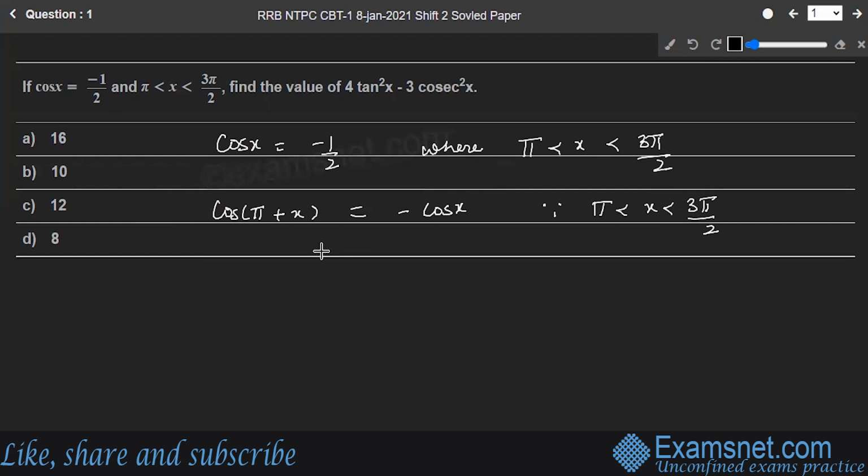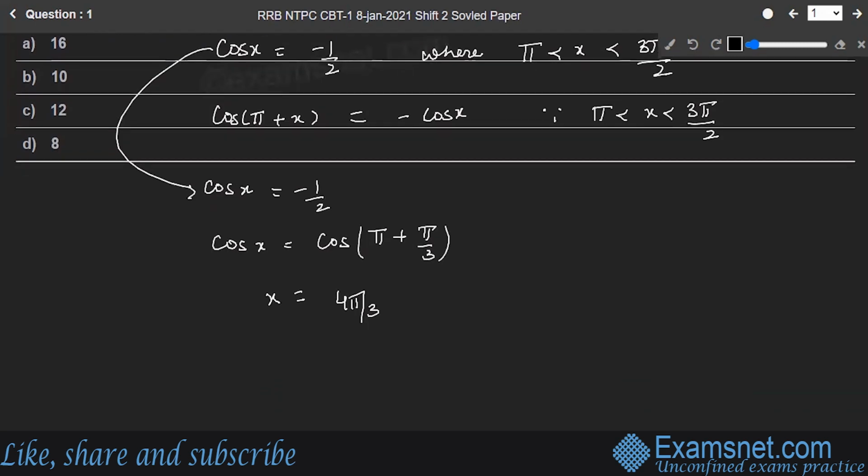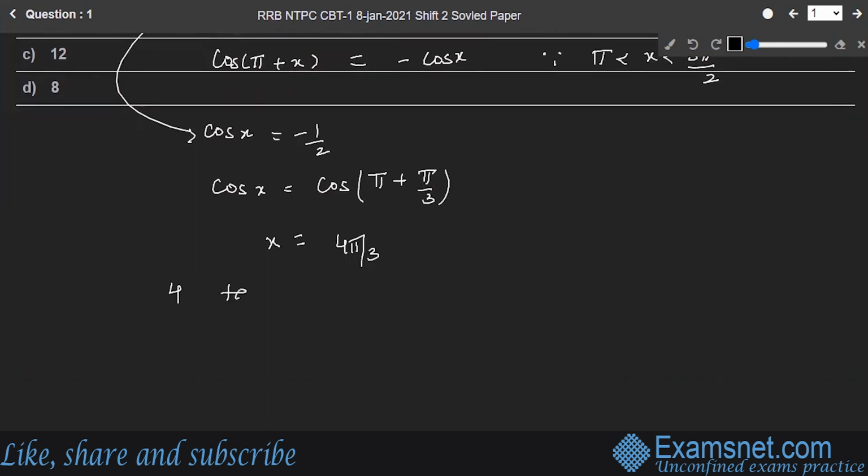Now, let's get back to this thing. Cos x is equal to minus 1 by 2. So this can be written as cos x is equal to cos of pi plus pi by 3, because cos pi by 3 is equal to 1 by 2, right? So this can be written as x is equal to 4 pi by 3. You got the value of x. Let's fill in over here. We have to find out 4 tan square x minus 3 cosecant square x.